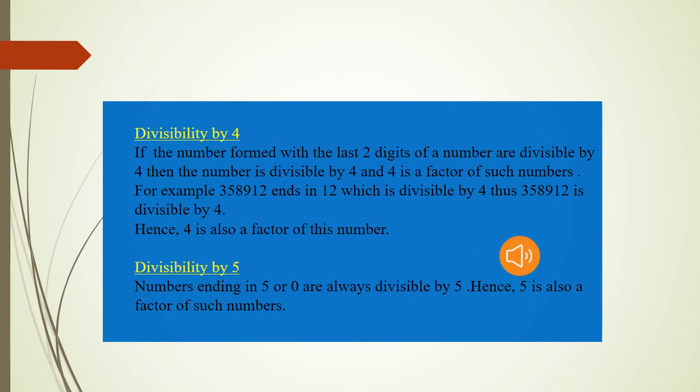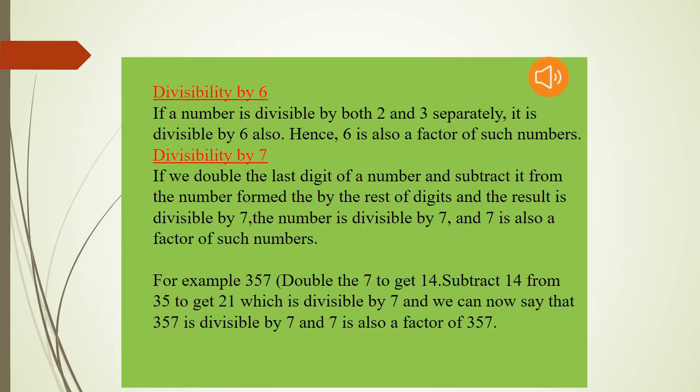Let's check the divisibility by 5. Numbers ending in 5 or 0 are always divisible by 5. Hence, 5 is also a factor of such numbers. Let's check the divisibility by 6. If a number is divisible by both 2 and 3 separately, it is divisible by 6 also. Hence, 6 is also a factor of such numbers.